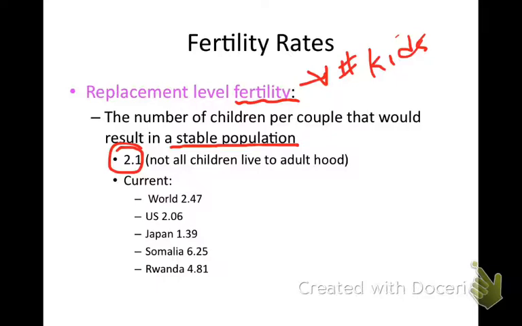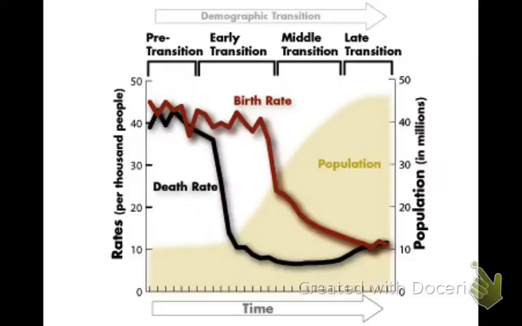Okay, so here's just some current fertility rates for some countries around the world. The world average is 2.47, so we're above that replacement level, which means we're going to be growing. The U.S. is 2.06. That's pretty much a stable population, and we really haven't changed much in recent years. Japan, 1.39, so they're shrinking. But then we start to look at countries like Somalia, with a fertility level of 6.25, not 6.25 kids per child, but per couple. Rwanda 4.81. That's an average couple having close to 5 children. That's very much a growing population.